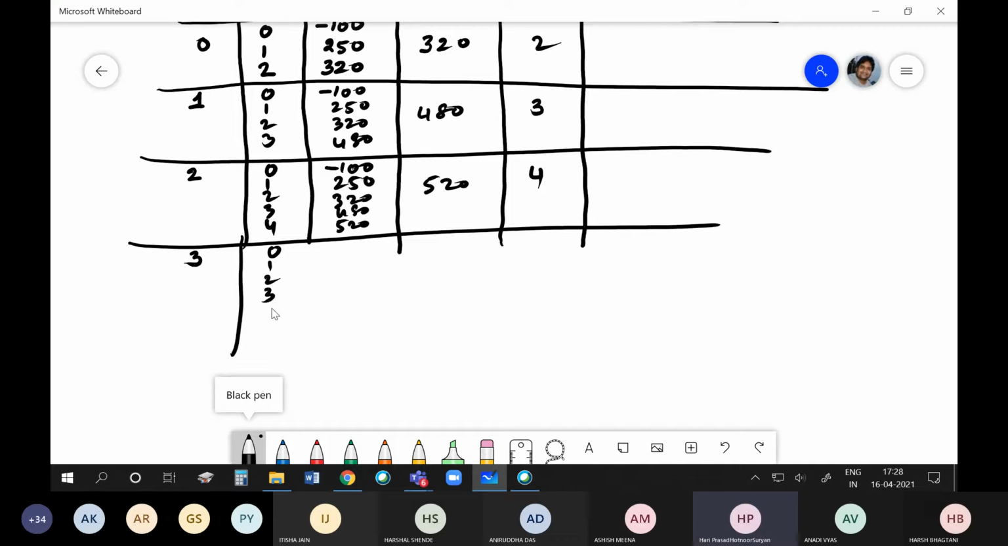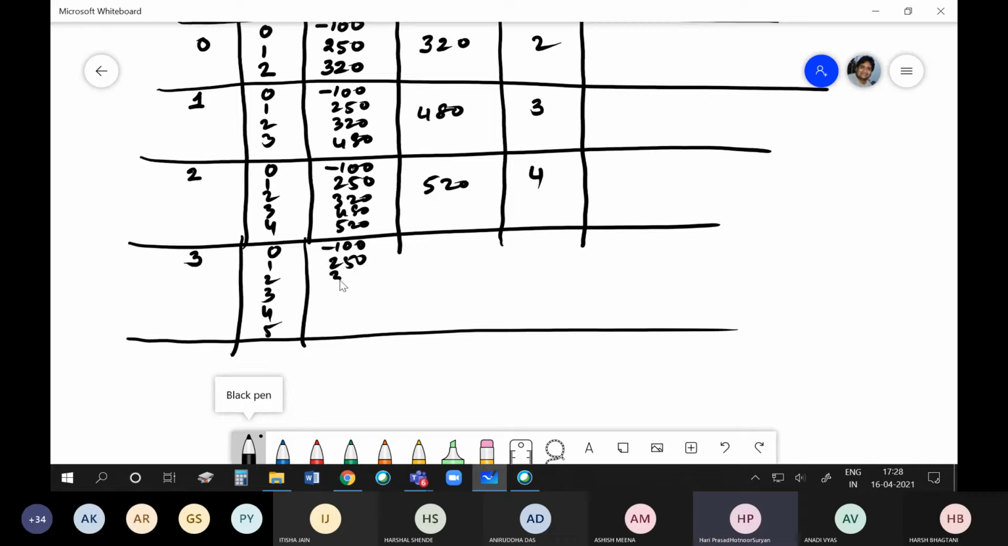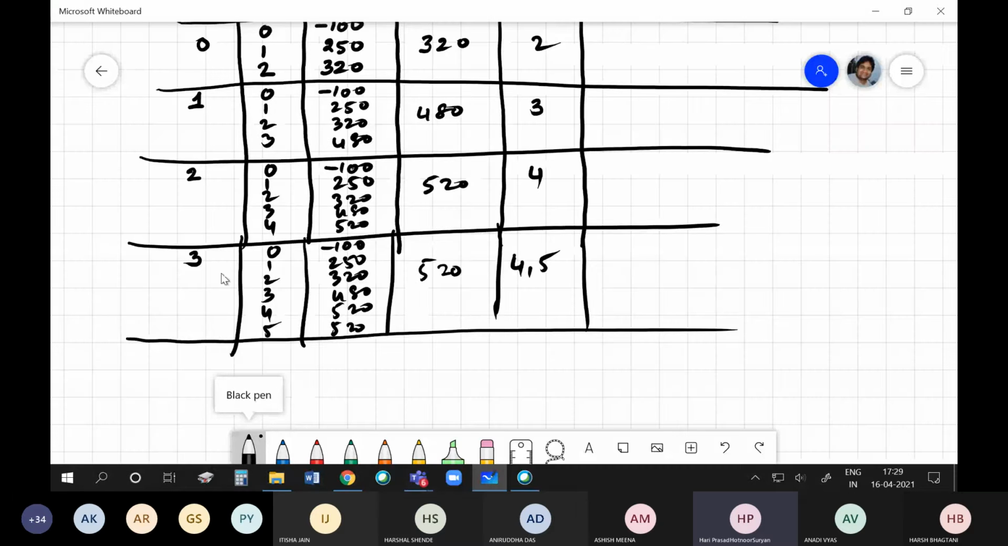Now if I have a storage of 3, the possible values are 0, 1, 2, 3, 4, 5, because 2 is coming, the total will be 5, so I can release 5. So this is minus 100, 250, 320, 480, 520, and again 520. So what are the possible values of R4? 4 or 5. You can either release 4 or 5, but both of them will have the same benefit.